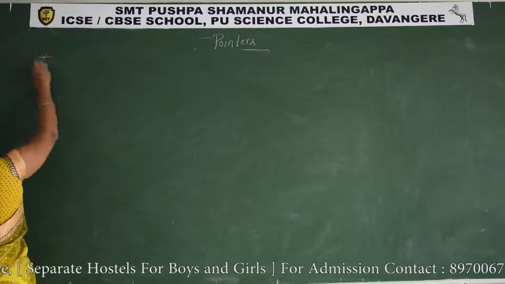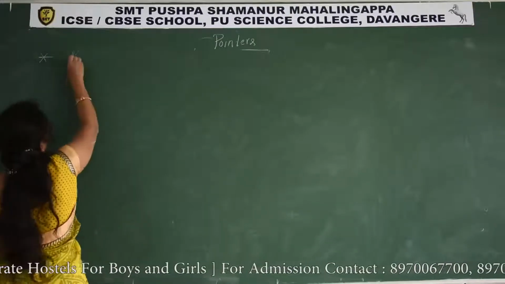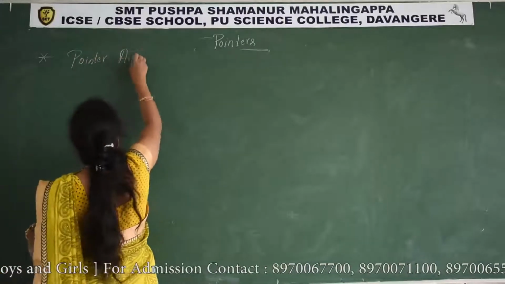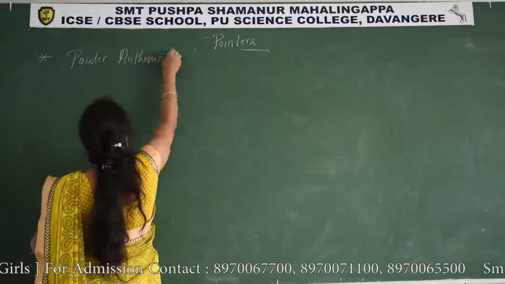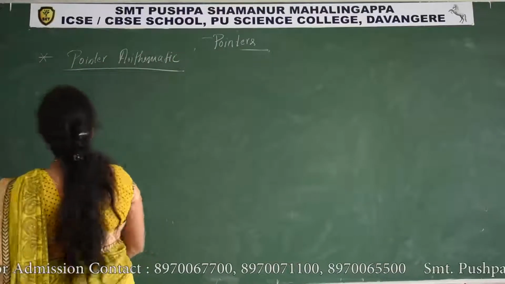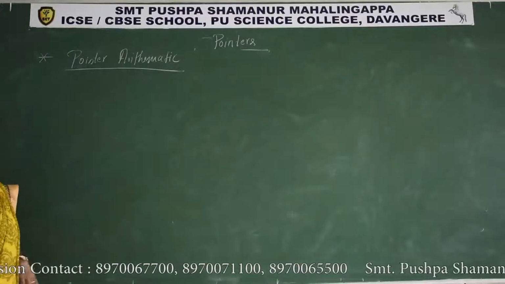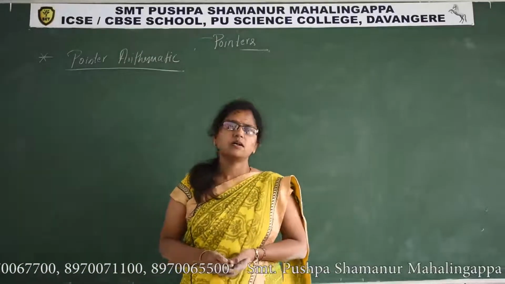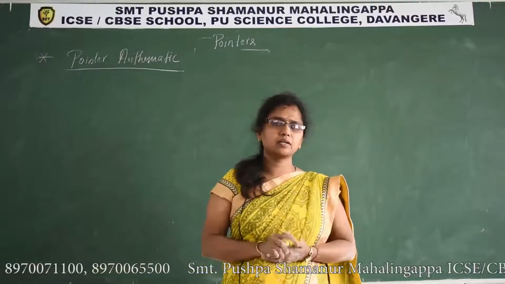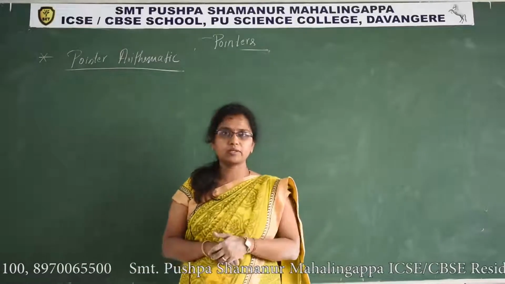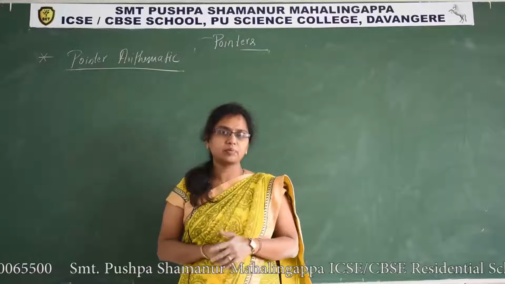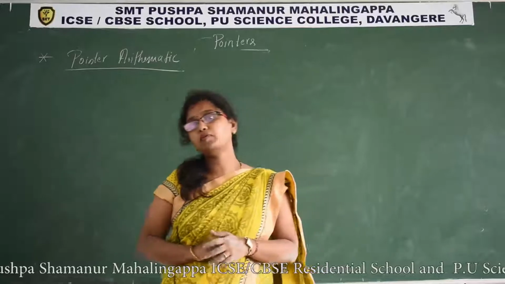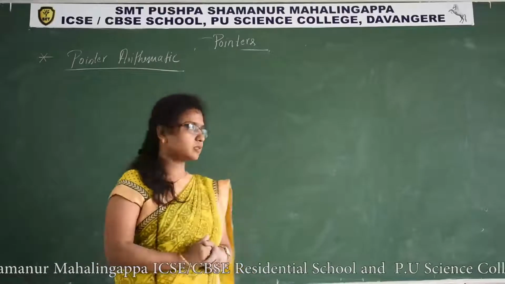Next concept, pointer arithmetic. What are the basic arithmetic operations? Addition, subtraction, multiplication, division, increment, decrement. These are the arithmetic operations, or modulus operations. What type of operations can we perform on pointers and what type of operations can we not perform on pointers? See here.